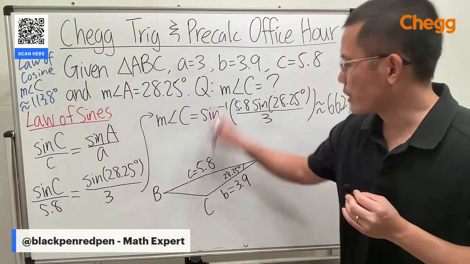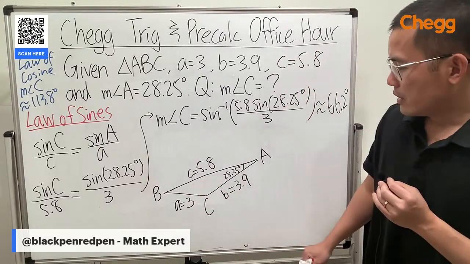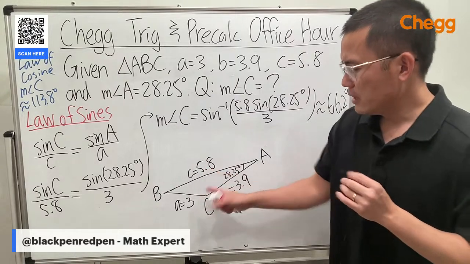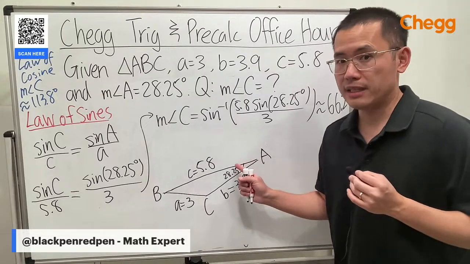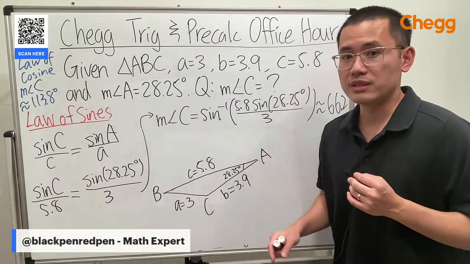Sorry, little a is right here. I meant this is side A. It's 3. So you have 3 and 3.9. In order to get 5.8, it has to be really open. This side, it's going to be more than 90 degrees because of this side. And this is going to be more than 90 degrees.